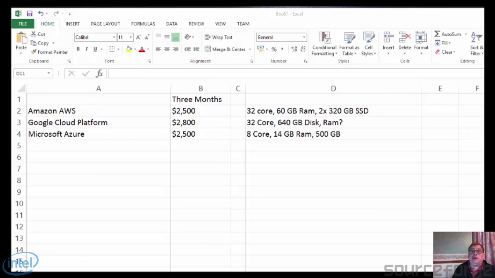Based on these figures, I'd say it's Amazon in first place, but Google's fairly close behind, and then Microsoft's in third place, even though Microsoft's about the same price as Amazon and Google's slightly more expensive. Bear in mind, these comparisons are not exact, so if you're dipping your toe in the water, try things out for yourself. And note, these are not the only players in town, they're just the three I've picked.